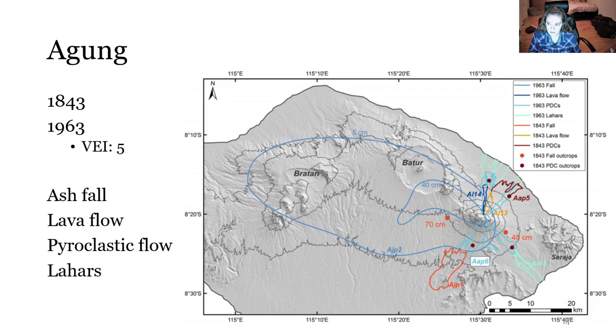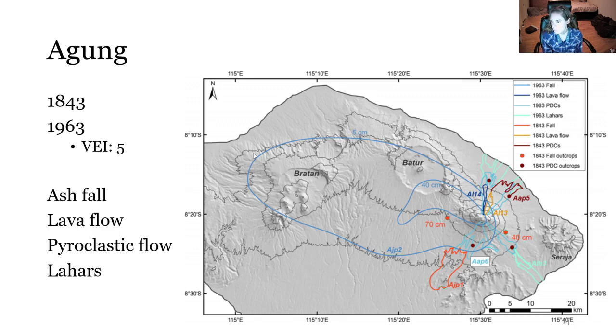Looking at this map, we can see the effects of a volcano with a VEI of 5. You can see how big of an area would be impacted by that. The warmer colors on this map are from the 1843 eruption, but we want to look at the cooler colors.